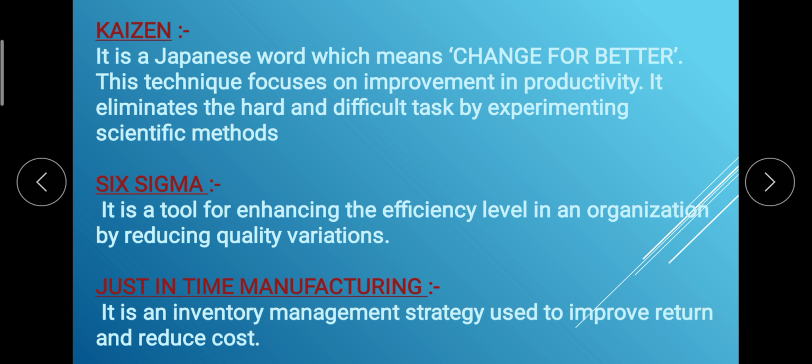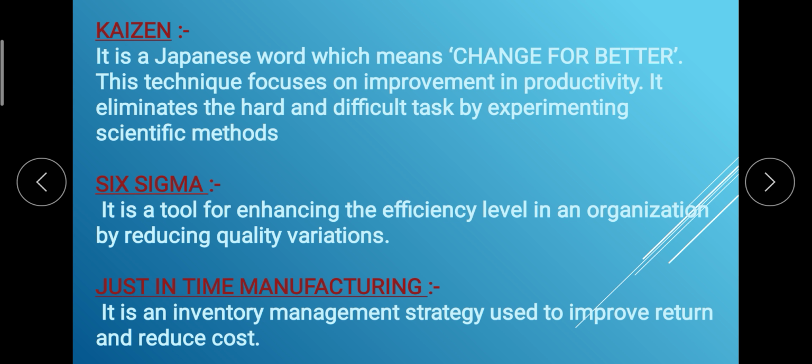Next is Six Sigma technique. It is a tool for enhancing the efficiency level in an organization by reducing quality variation. It is just similar to simplification and standardization technique, in which we have studied that we should produce only those products which are required in the market. We should not go for the variants which are not required in the market. That particular size, color, quality which are not in demand, we should not waste time in producing those things. So similarly, Six Sigma also focuses on reducing quality variation. That means there should not be different qualities.